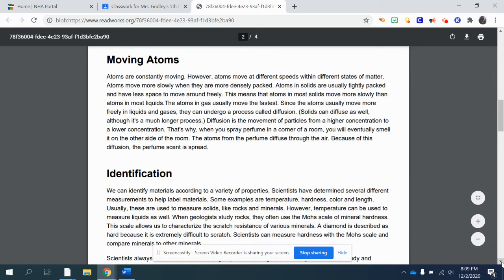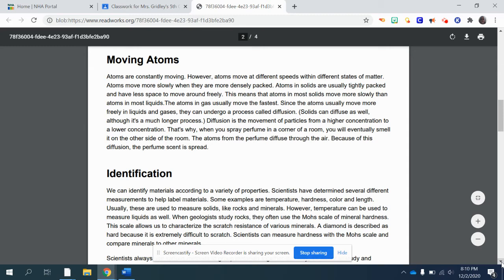Moving atoms. Atoms are constantly moving. However, atoms move at different speeds within different states of matter. Atoms move more slowly when they are more densely packed. Atoms in solids are usually tightly packed and have less space to move around freely. This means that atoms in most solids move more slowly than atoms in most liquids. The atoms in gas usually move the fastest.